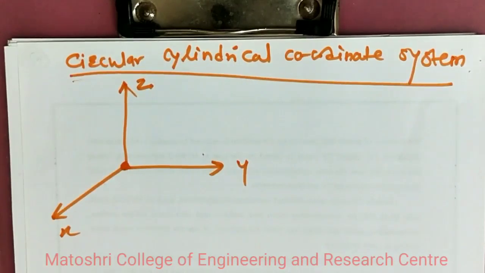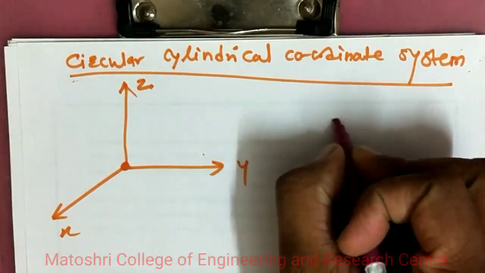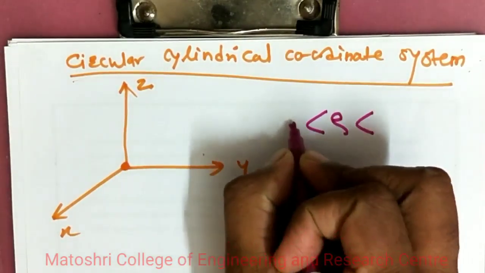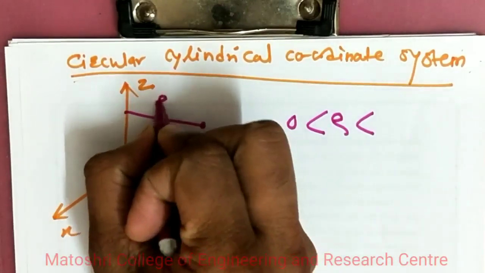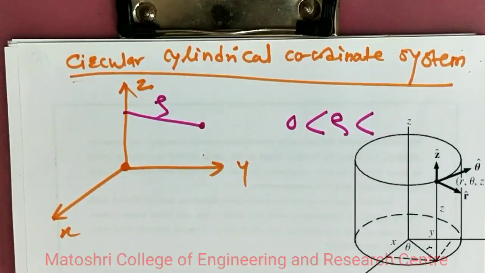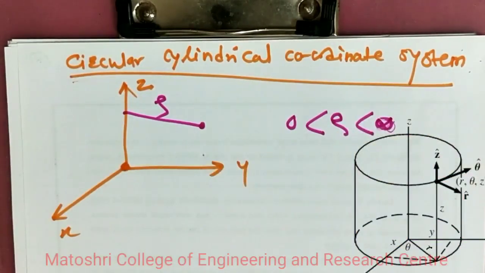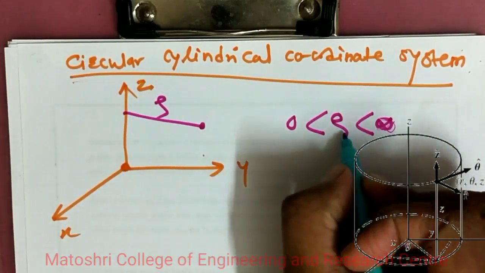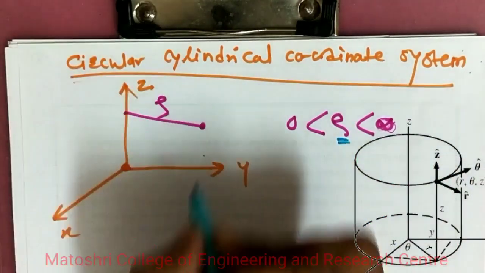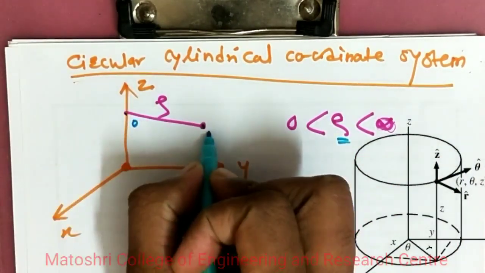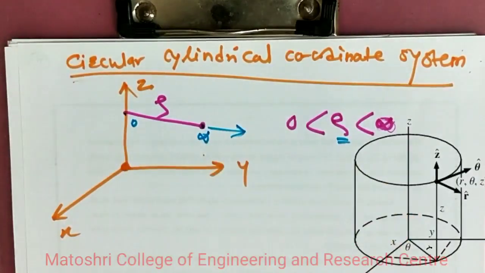The circular cylinder has its axis along the z axis, and with respect to the z axis we need to specify the radius. That's why this radius varies from 0 to infinity, because it is measured from the z axis onwards. Generally it is specified as rho. In certain books it is also written as r, but just to avoid confusion between the circular cylindrical and spherical coordinates, I am going to use rho. So rho is the radius of the cylinder, varying from 0 to infinity. It can extend up to infinity.